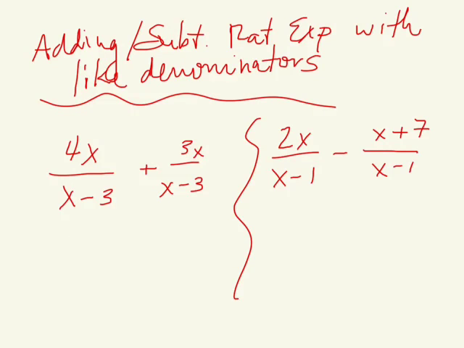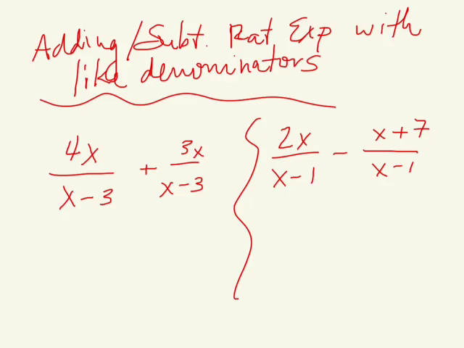Okay, I want to make sure that you know about adding and subtracting rational expressions with like denominators. Sorry that's so messy. I'm having a hard time with my pen. So this first one you see is 4x over x minus 3 plus 3x over x minus 3.